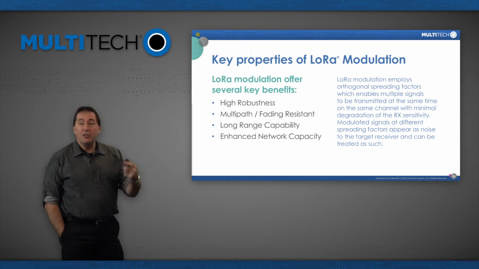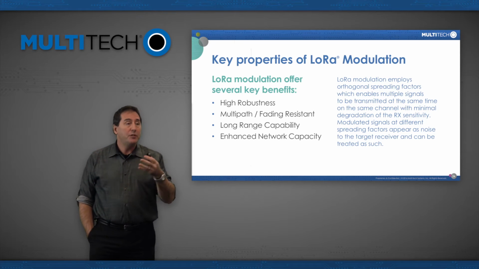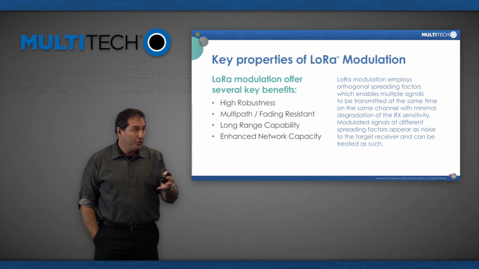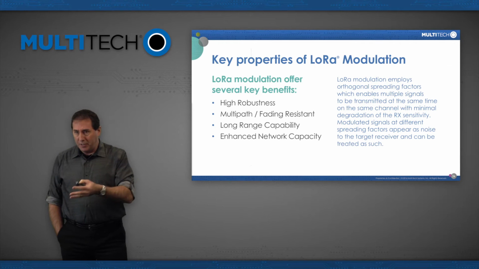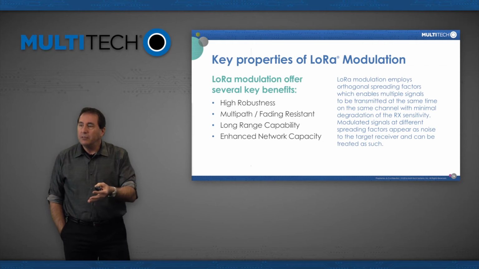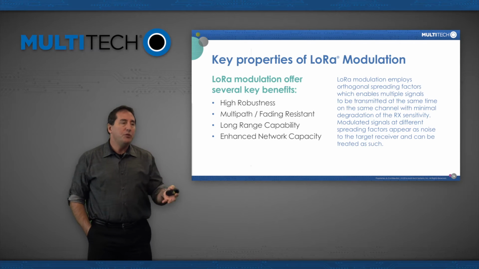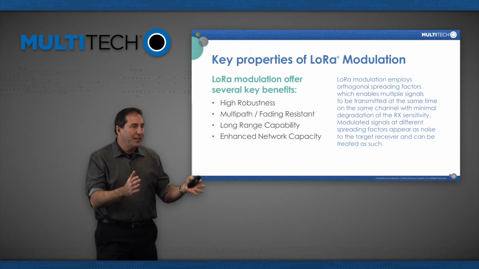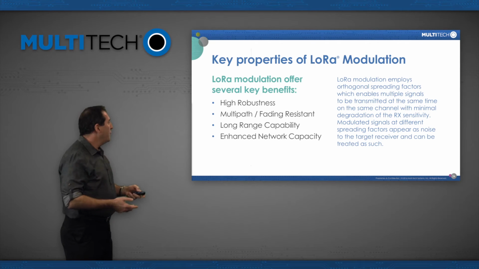Enhanced network capacity: I mentioned how you can have spreading factors allowing you to reuse channels. So LoRa modulation is what you would call spectrally efficient. It allows you to accurately use the spectrum that you've assigned it and get a lot of use.